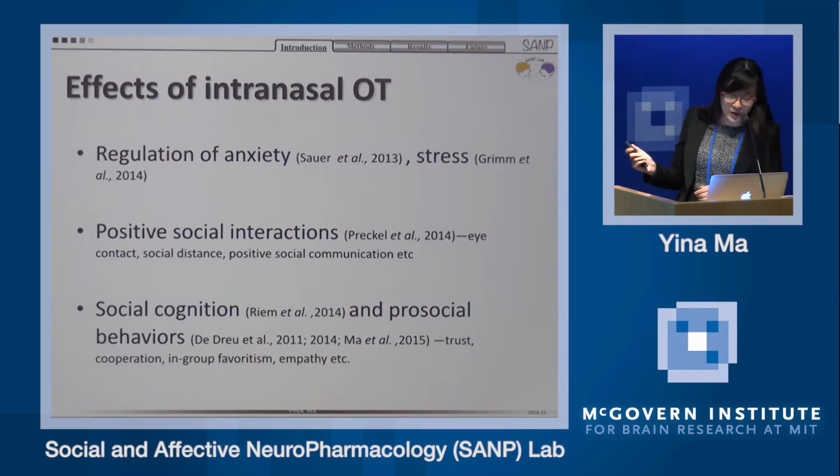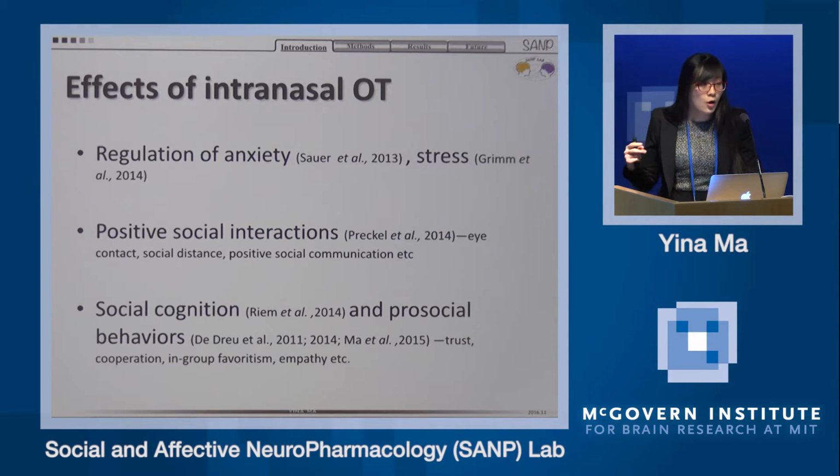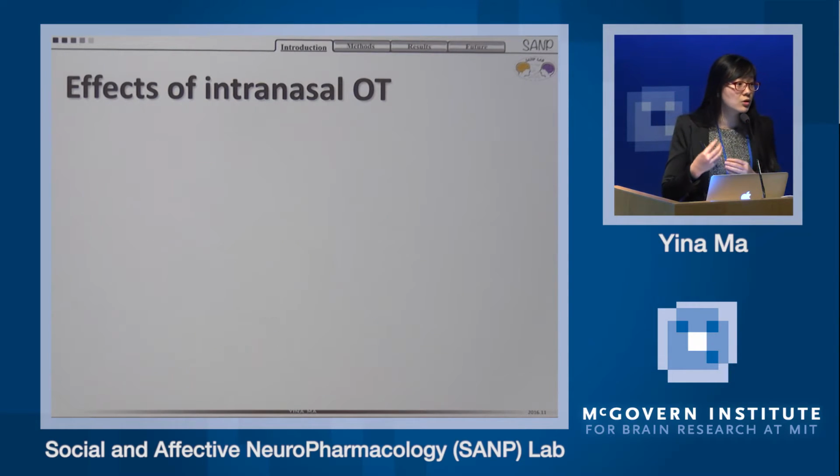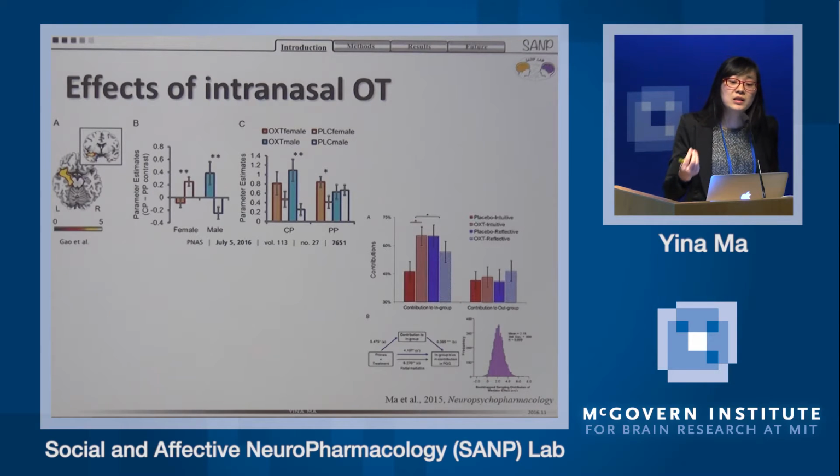Oxytocin has also been shown to play an important role in social cognition and in the promotion of prosocial behaviors. While there is an increasing number of studies examining oxytocin effects on human behaviors, the complexity of oxytocin has been recognized. The effect of oxytocin has been shown to be sensitive to individual differences and also the processing context. Like what I mentioned, oxytocin promotes cooperation or prosocial behaviors, but this is only restricted to when you interact with in-group people, but not with out-group people.